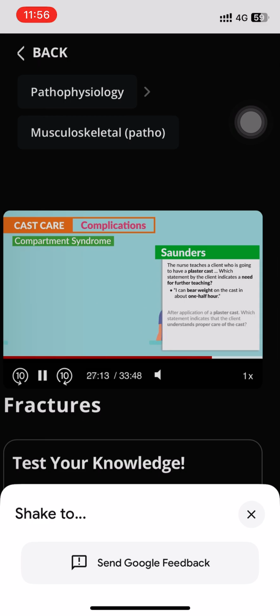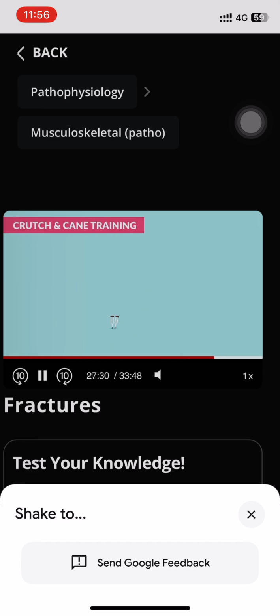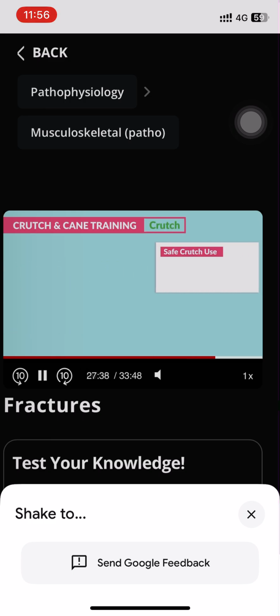And lastly, after the application of a plaster cast, which statement indicates that the client understands proper care of the cast? I need to avoid getting the cast wet. Yes, always keep it clean and dry. Okay, next we have crutch and cane training. Always a huge focus on the NCLEX and most nursing exams. So let's start with safe crutch use.